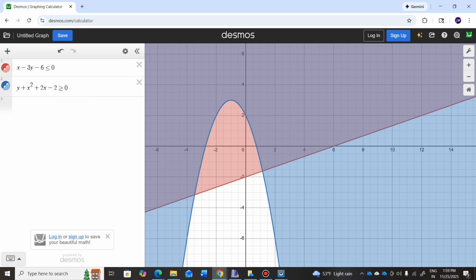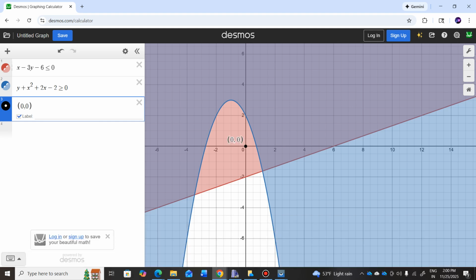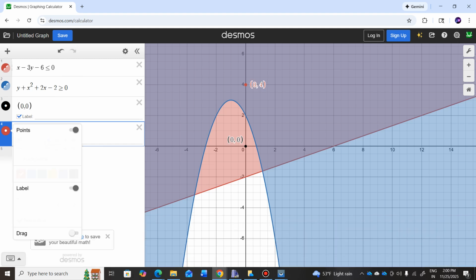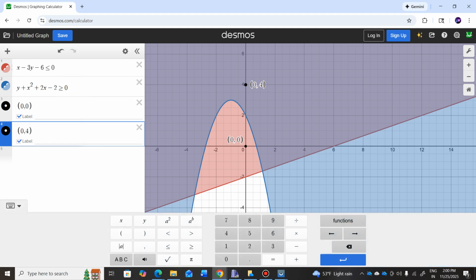And so I'll give you a couple of points. So for instance, go with 0, 0 again. That point is only in the red. Only satisfies the red inequality. Point 0, 4. That point satisfies both the red and the blue inequality.